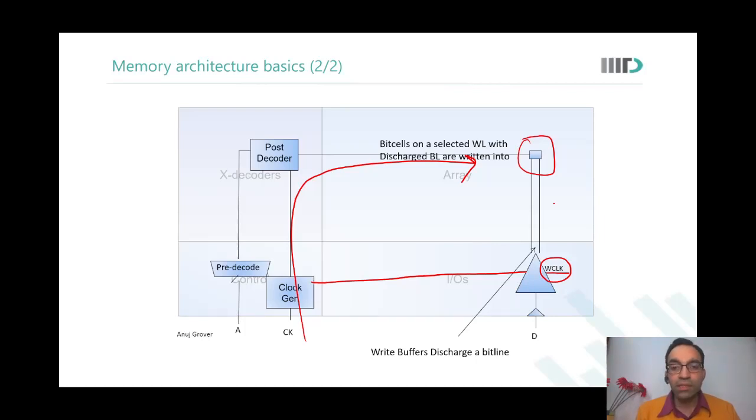You tell me, where is the D pin shown? Yeah, it will go from the write buffer side. And what will go to the pre-decoder? The pre-decoder, the address decoding, will get the address. Address where to write. You're writing to one particular address, right? Yes. That address will go to the pre-decoders and the post-decoders.